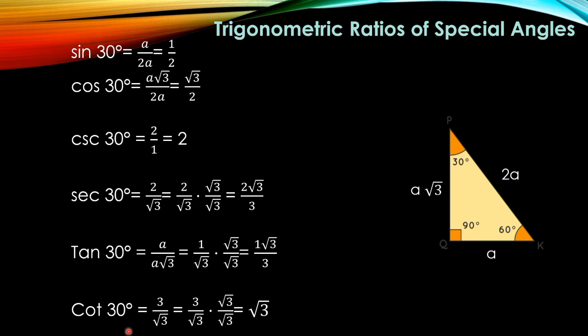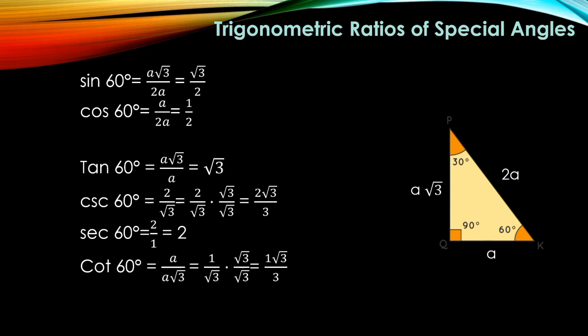Next, cotangent 30 degrees. The reciprocal of cotangent is tangent. So, pagbaliktarin lang natin itong tangent. So, magiging 3 over the square root of 3. Rationalize again. So, it will become the square root of 3.